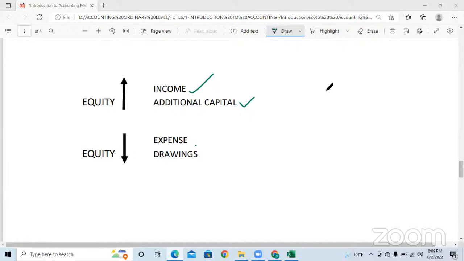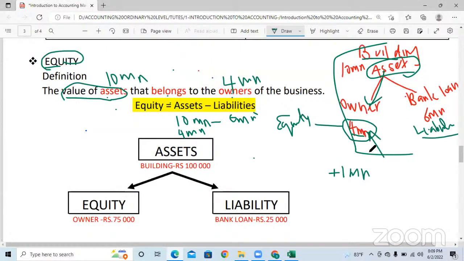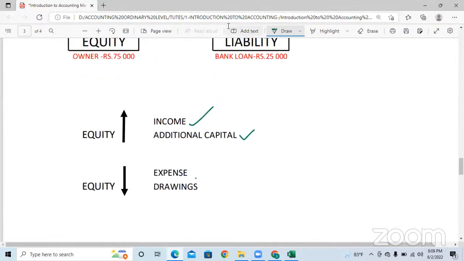Okay, so now guys, see here, additional capital is where owner is bringing additionally after the first time initial capital. Initially, he brought 4 million. After he brings 4 million, if he brings something again, we call it additional capital.